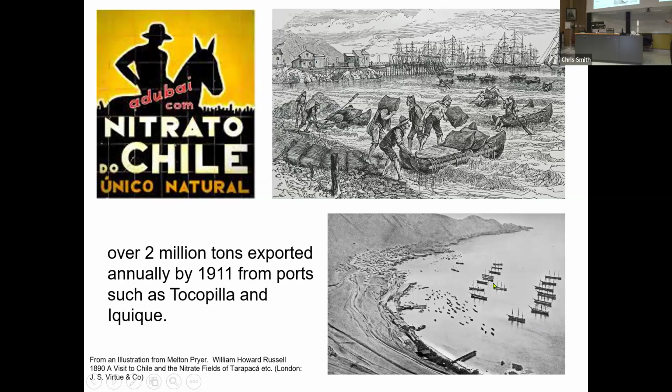Here's a real photograph of these ships in the bay in these ports. And by 1911, something like 2 million tons of potassium nitrate was being exported from these ports. And you can imagine the fact that the Chilean economy, in fact, there are case studies done on the Chilean economy.